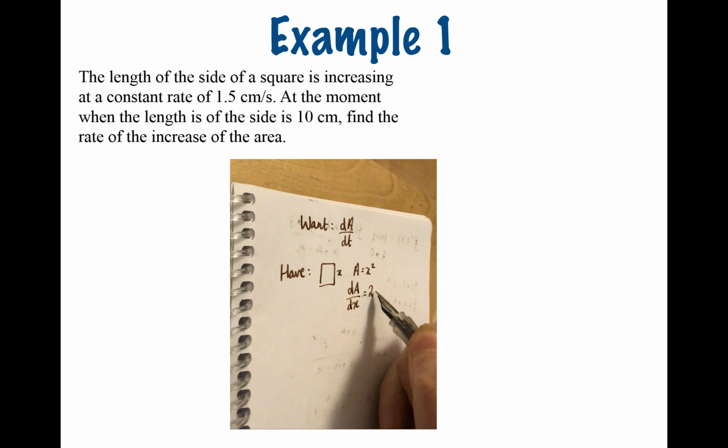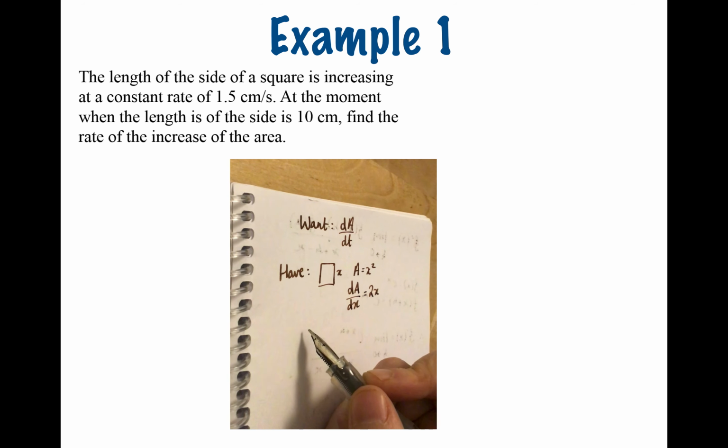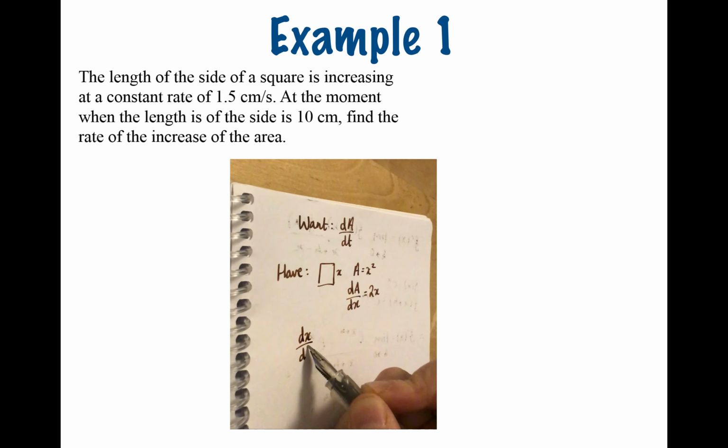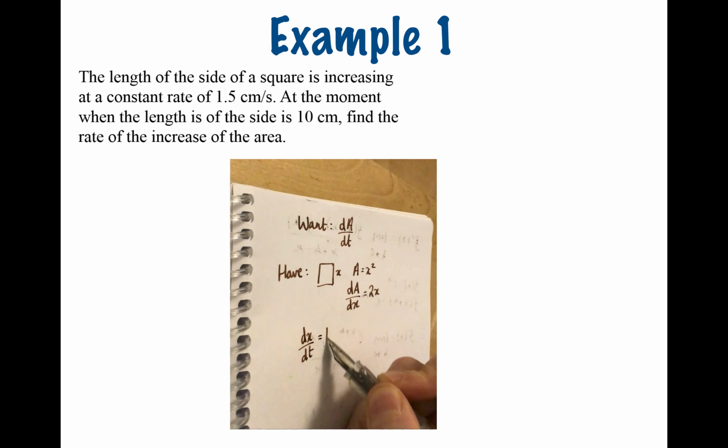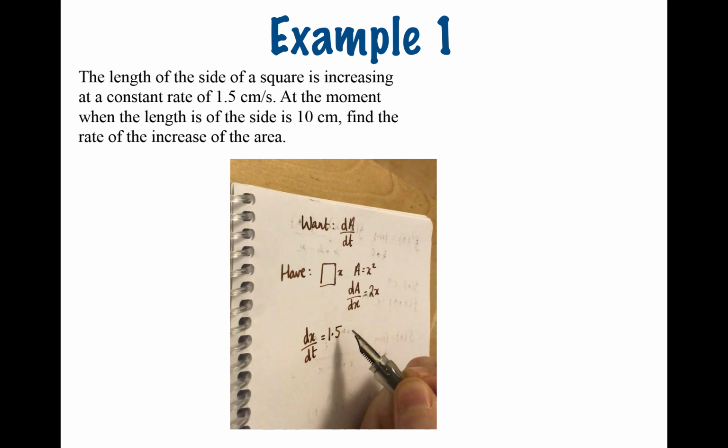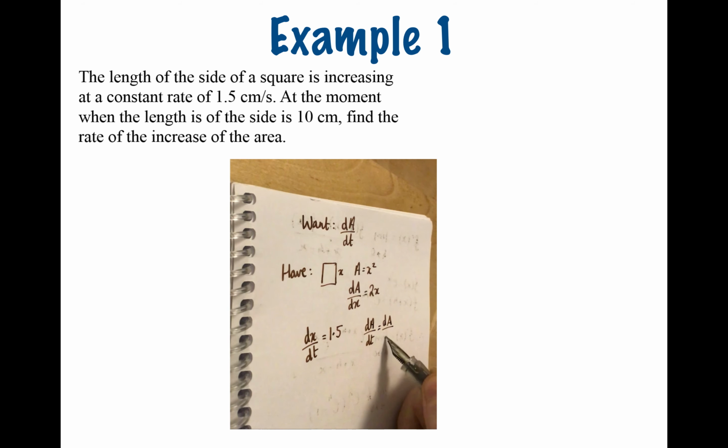I'm going to differentiate it. So dA by dx is 2x. And I look at what I've got as well. I'm told that the length of the square is increasing at a particular rate, so I'm told dx by dt, so I write that down. And I hope you can see it's not complicated to connect those two things to get what I want. I'm going to do dA by dx multiplied by dx by dt to get dA by dt.